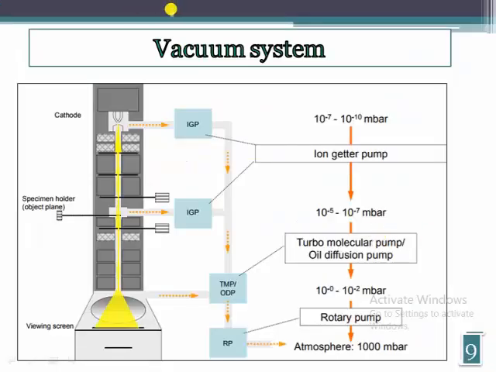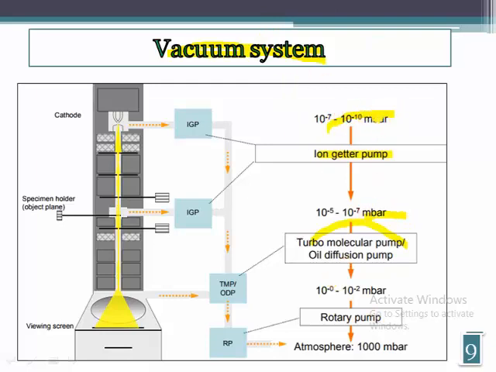After that, see, this is a vacuum system. The electron microscope has a high vacuum system. There are again three parts. You can see this is a cathode, sample holder and viewing screen. Here there are three parts. First is the IGP, then TMP, or you can say ODP, and RP. Means ion getter pump, turbomolecular pump, or a diffusion pump, or a rotary pump. Here we can see the difference in pressure.